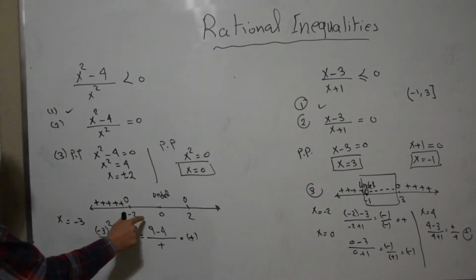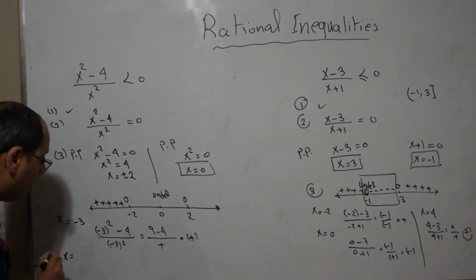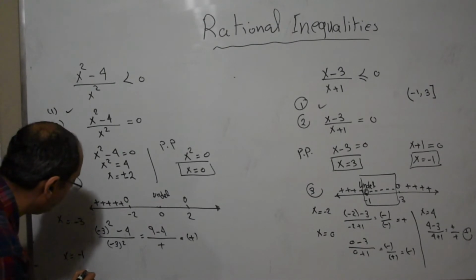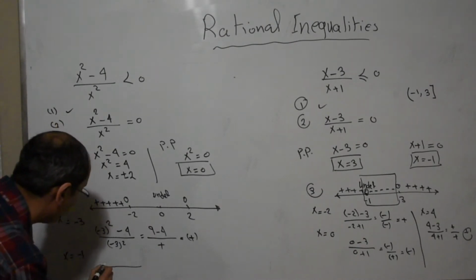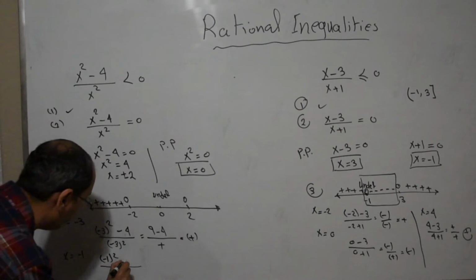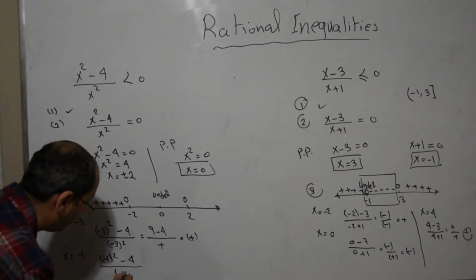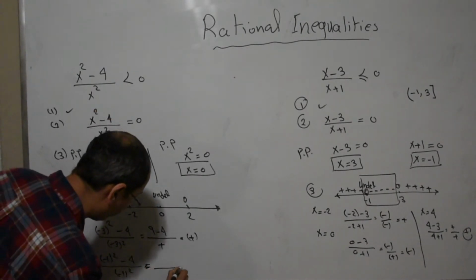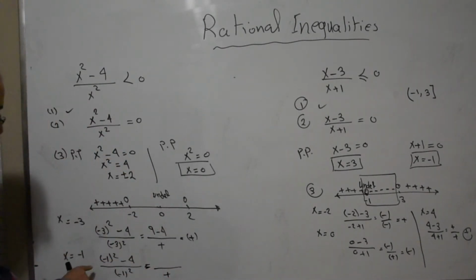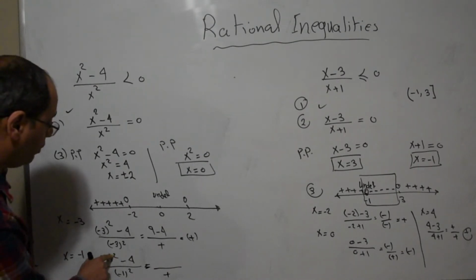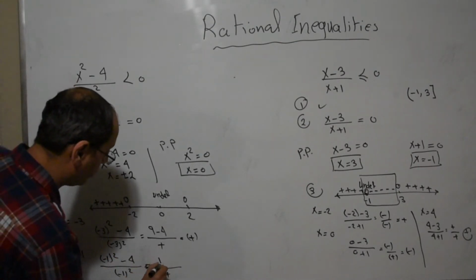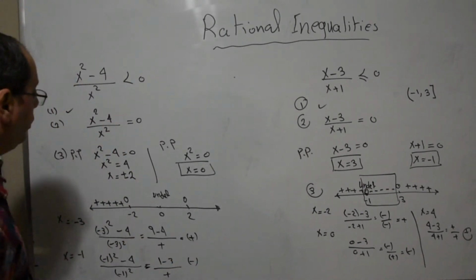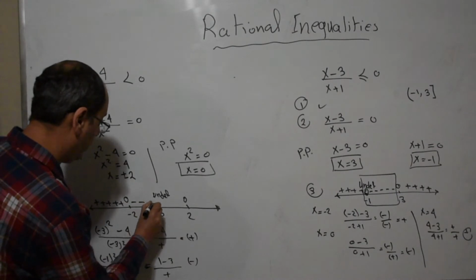Okay, between -2 and 0, I'll get x is -1. And I have here -1 squared minus 4 over -1 squared. And again, the denominator is always positive. So I'm worried about the numerator. -1 squared is 1, 1 minus 4 is -3, so it's negative. So negative over positive is negative. So here I have negative.